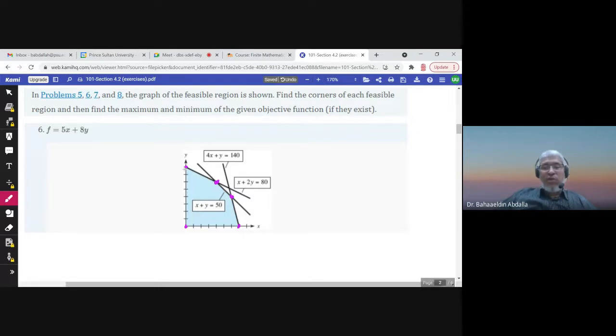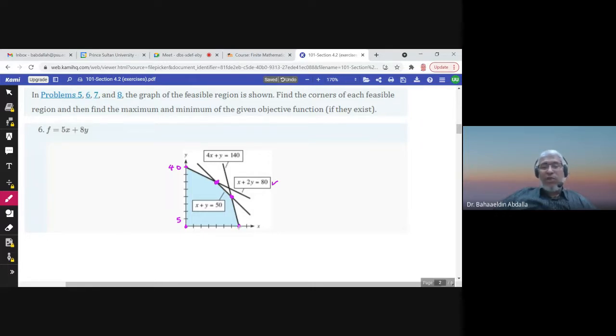Well, this point is the y-intercept of this line. So to find the y-intercept, I put x equals 0, so 2y equals 80, so y is 40. So this is 40. It's clear that the unit of measure here is 5.